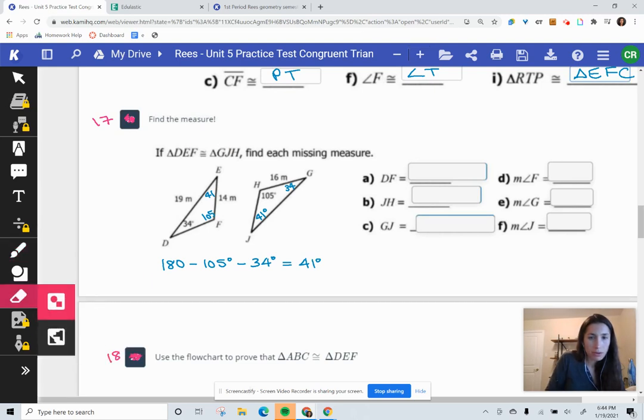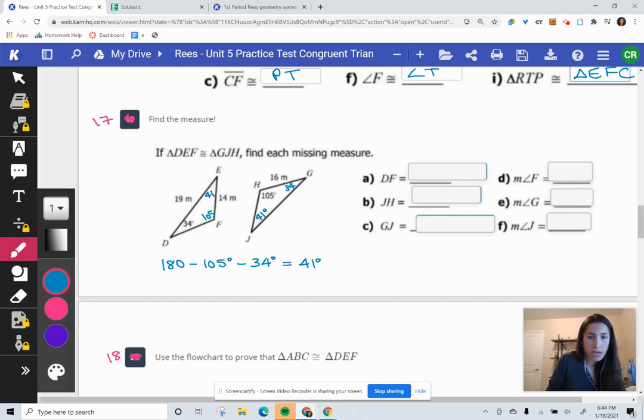Okay, so now we have all our angles kind of listed out. And then in terms of sides, side EF is 14. EF, that's going to match up with JH. So this side will also be 14. It's between the 41 and 105 degree angles. And then we've got our side length HG. HG should match up with FD. So this side here should be 16. And then our DE side is 19, so we've got 19 here. So we should be able to kind of match those up.